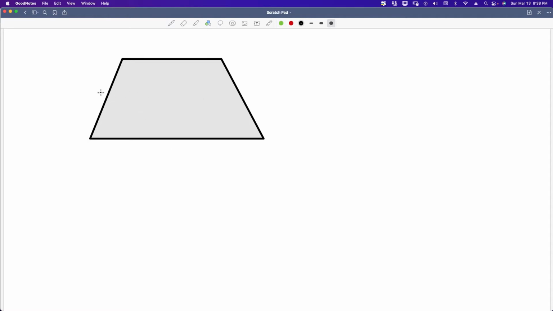These two are not parallel, but they are typically congruent in length in most of our trapezoids, but they don't have to be. They do not have to be congruent. They are not parallel. The only requirement is that one pair of the sides be parallel.